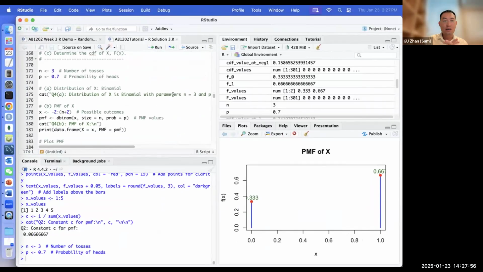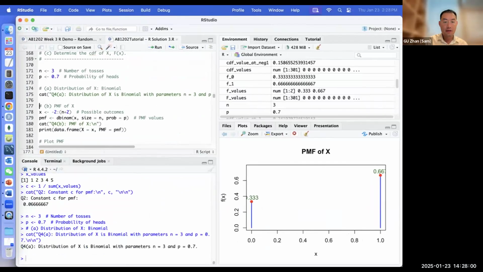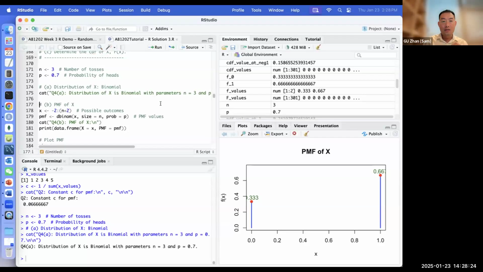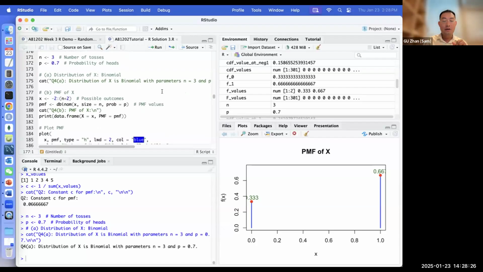The distribution of x is binomial with parameters n equal to 3 and probability of 0.7. Bernoulli is you do only once. Binary outcome, but only do one experiment. Binomial is a repeated Bernoulli experiment. So the second one is a PMF of x.